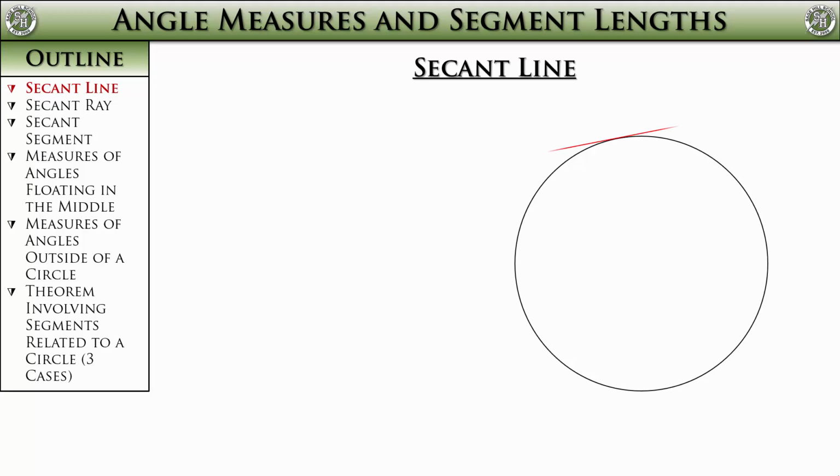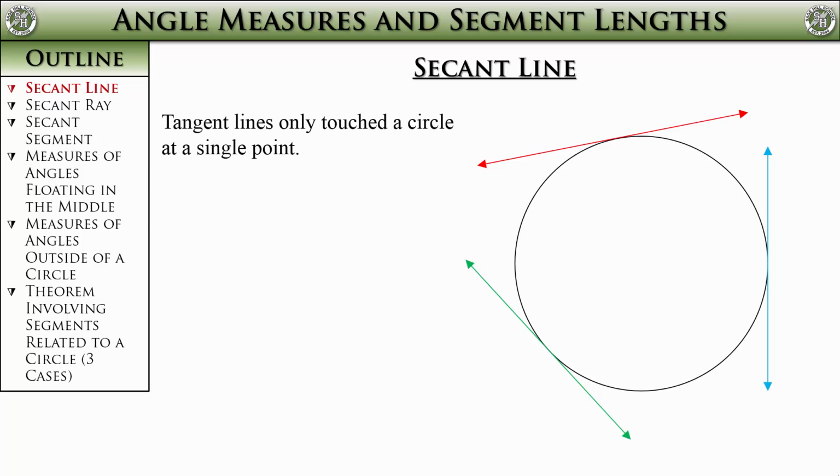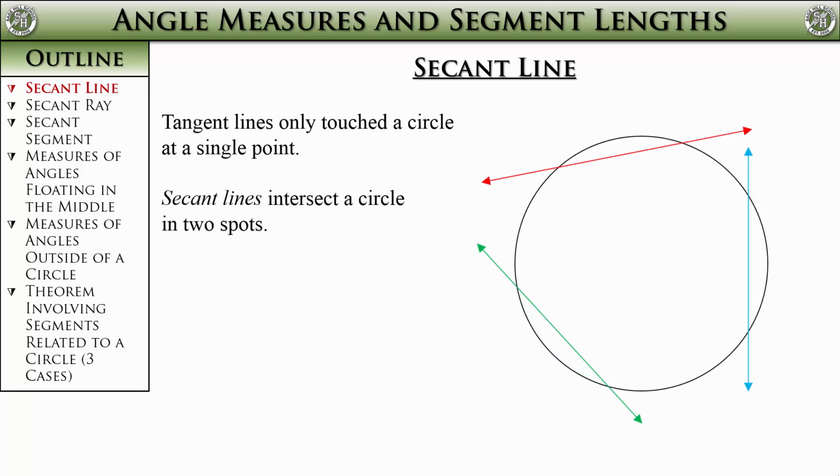Now before we had tangent lines. Tangent lines only touched a circle at a single point. But if we move the lines in a little bit, then the lines now cross our circle in 2 spots. Now instead of tangent lines, we have secant lines. Secant lines intersect a circle in 2 spots.